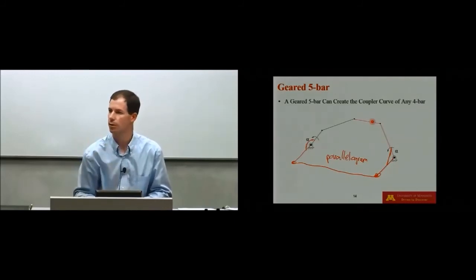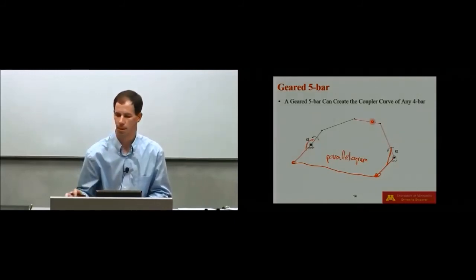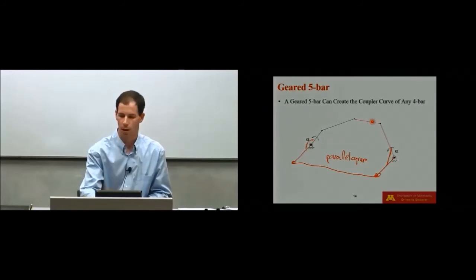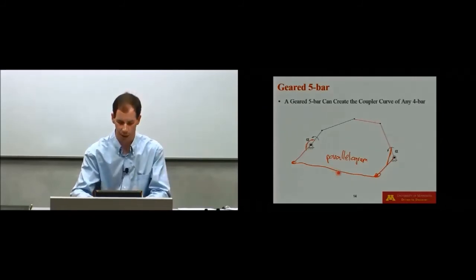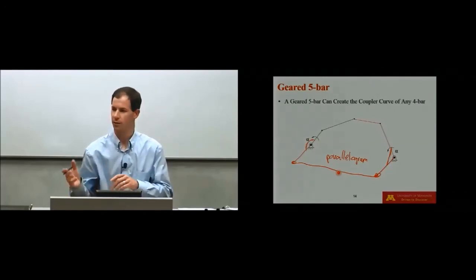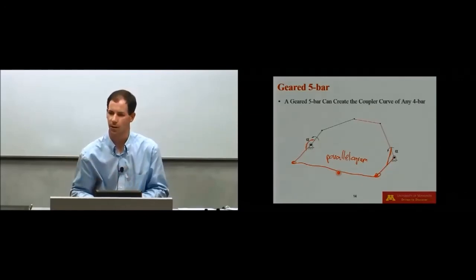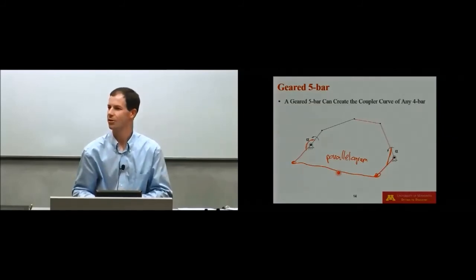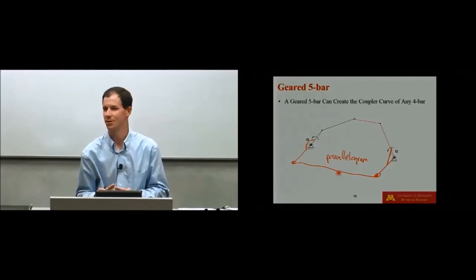Yeah, question? So does that bottom link not count? How exactly are you getting a 5-bar? So how am I getting a 5-bar? You're right that I have jumped up to now a 6-bar mechanism. Same as when you had the idler gears, that was a 6-bar. So the question was, if we had the idler gear, you're right that you would technically count the idler gear as an additional link, and so it would be a geared 6-bar.